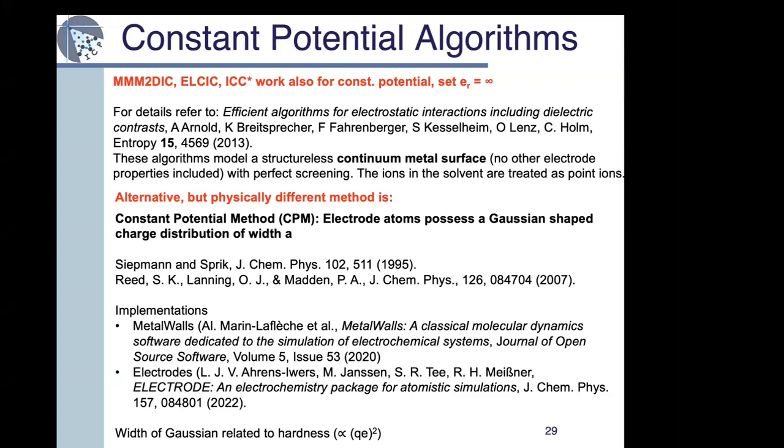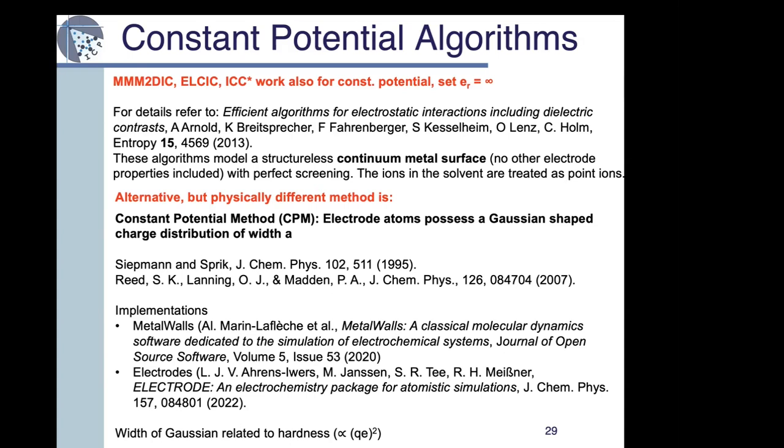And there are basically two implementations out there, this metal walls and this electrodes, and Mathieu will probably tell us a little bit about it. But the point is that this width of the Gaussian is related somehow to the hardness of your electrons. And so physically, it's a different method. And so it will also produce potentially different results from the method which you're using here on top.